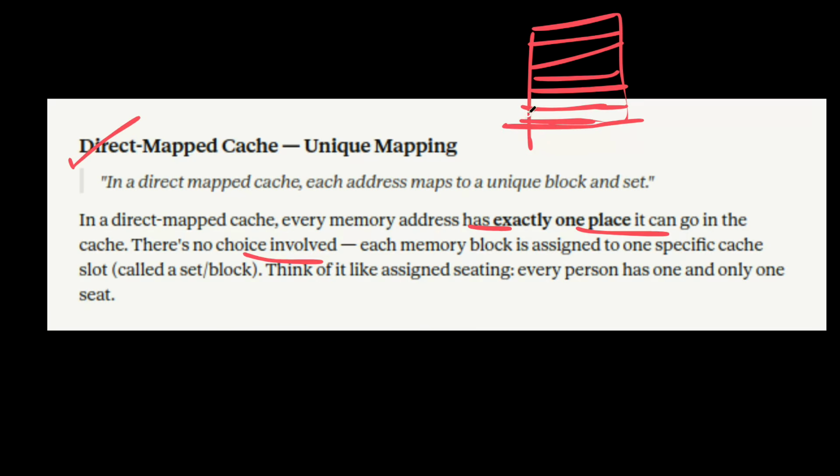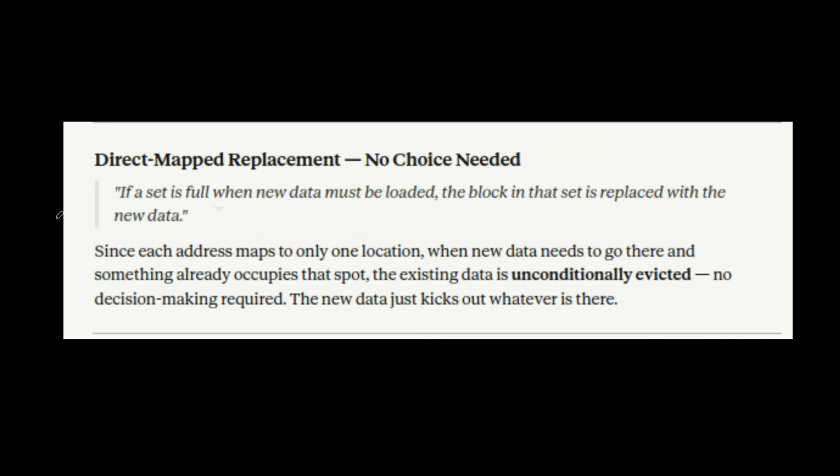So what happens in such cases is that when conflict occurs, right, sometimes conflict can occur, both addresses matching, then we have to replace the previous one and put this one. That is the only thing that is happening in direct mapped cache. So in direct mapped cache, in replacement, there is no choice. Since each address maps to only one location, when new data needs to go there and something already occupies the spot, the existing data is unconditionally evicted, with no decision.